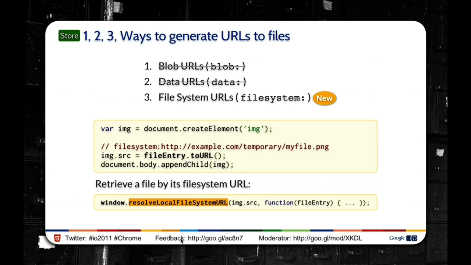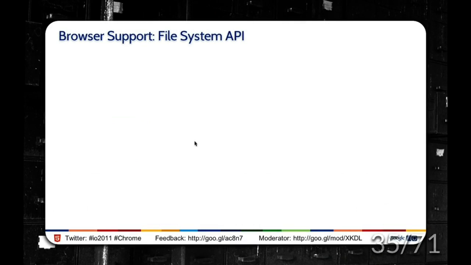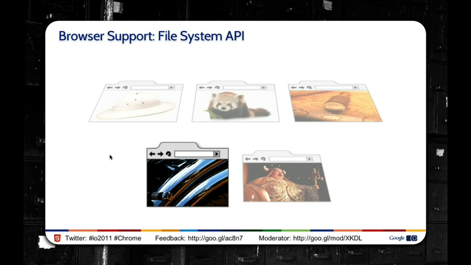So a lot of back and forth. Cool. So file system APIs, right now, only in Chrome. And this is a particularly exciting API, right? You're going to be storing things offline. You're going to be generating binary files in your applications. We hope the other browser vendors will implement this relatively soon.